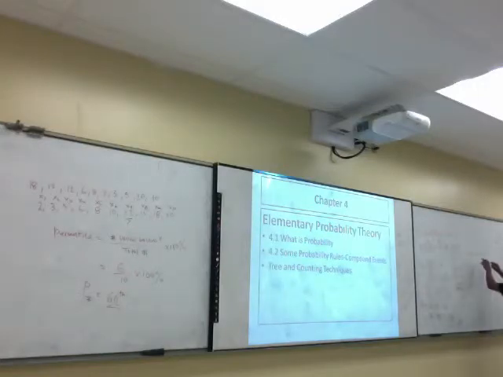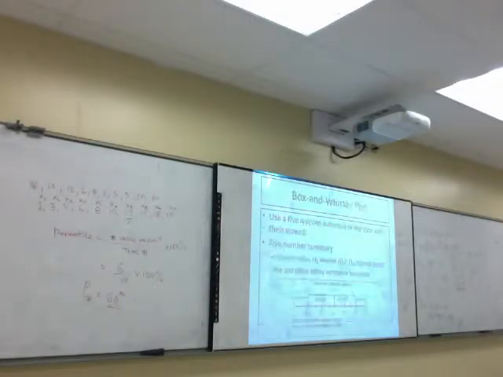IQR is the difference between quartile 3 and quartile 1, where it tells you the spread of the data in the middle. Because if you subtract Q1 from Q3, that tells you the range. Let's go back to that graphic.